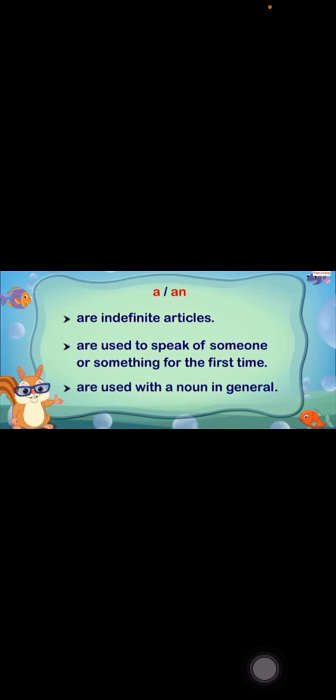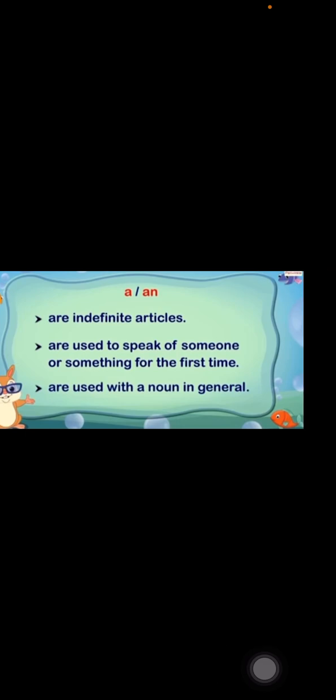Next, a and an are indefinite articles. Articles are actually of two types, definite articles and indefinite articles. A and an belong to indefinite articles, and are used to speak of someone or something for the first time. They are also used with a noun in general. So for nouns in general, we also have to use a and an.